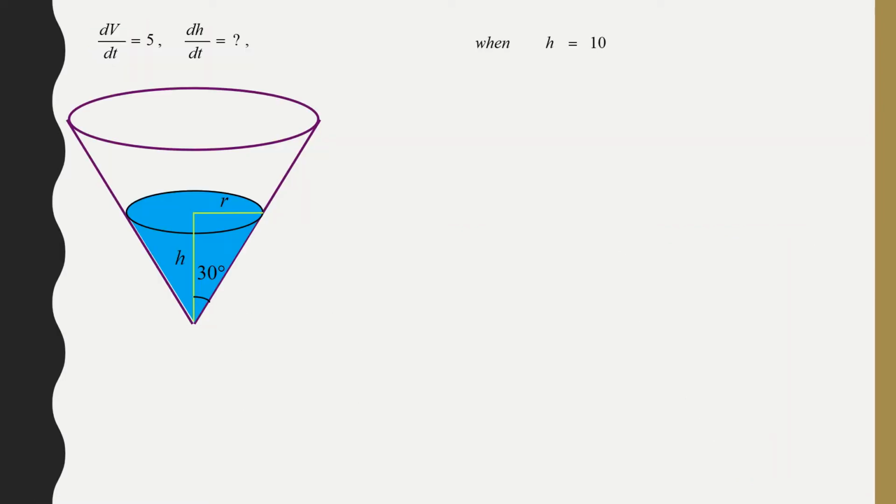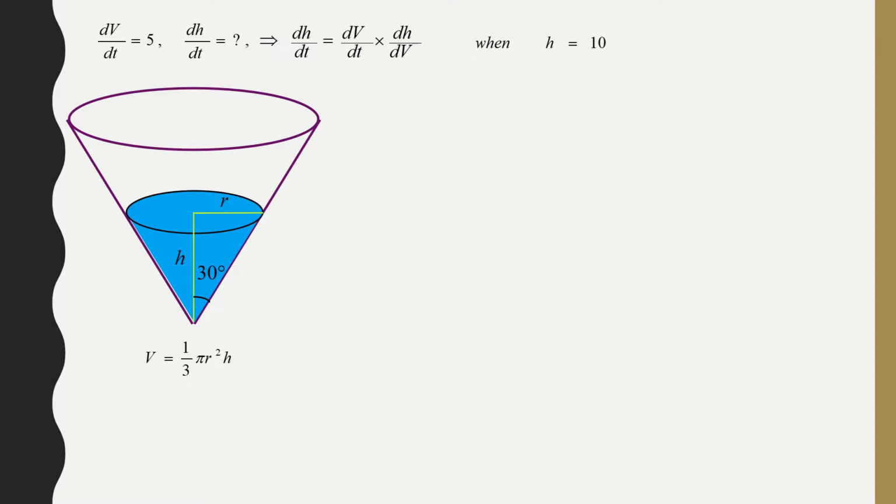Now, we are going to find dH over dt when H equals 10. Since by the chain rule, dH over dt equals dV over dt multiplied by dH over dV, we can find dH over dt since we have dV over dt equals 5. But we need to find dH over dV. We can find dH over dV from the formula for the volume of the cone. The formula is V equals 1 over 3 pi r squared H.